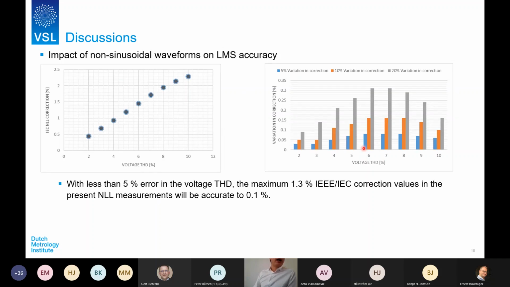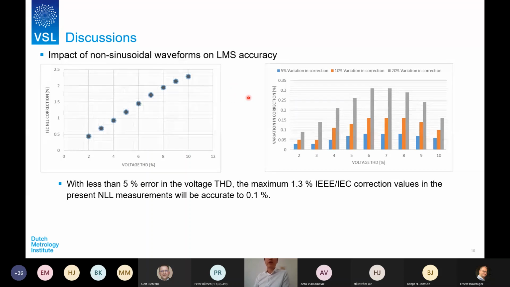In this slide, we investigated the relation between the correction factor values and the THD. In the first figure, the THD is changing from 2% to 10%, and we calculated the correction value. We found the correction value changed from 0.5% to 2.2%. And the next figure shows the impact of error.